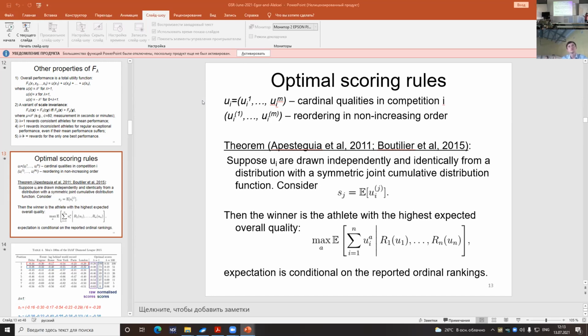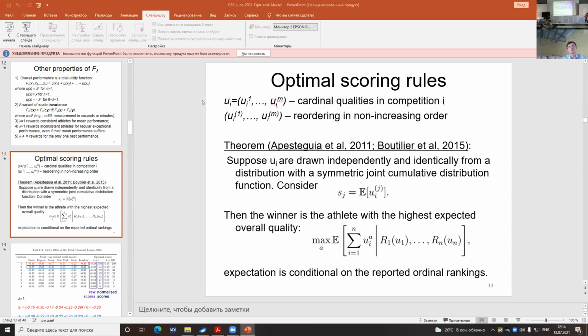So here it could be u1(j) in brackets, or u2(j) in brackets. So i is completely unimportant. And the theorem says that if we choose such scores for each position, then if we calculate the winner according to our purely ordinal scoring rule, then the winner, according to the scoring rule, will be the athlete with the highest expected overall quality. And we measure overall quality as the sum over all individual competitions from 1 to n of cardinal qualities or utilities of an athlete in each of these competitions i.